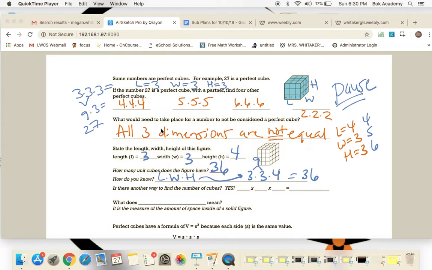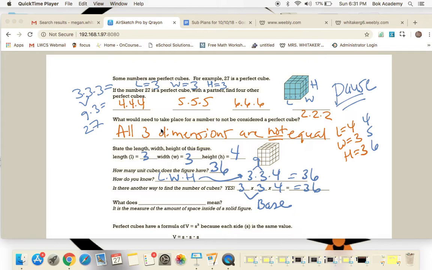Is there another way to find the number of cubes? Yes, we just said that, is to do the length times width times height. 3 times 3 times 4, which also gives me 36. The length and width is also known as sometimes the base, and sometimes students confuse that. The base is what it sits on in the very bottom, the first layer, and then you just take that first layer and multiply it times how many layers they have, which would be 4 in this case. So sitting on the bottom would have been 9 squares, and then there would have been 9 plus 9 plus 9 plus 9, which gives you 36.